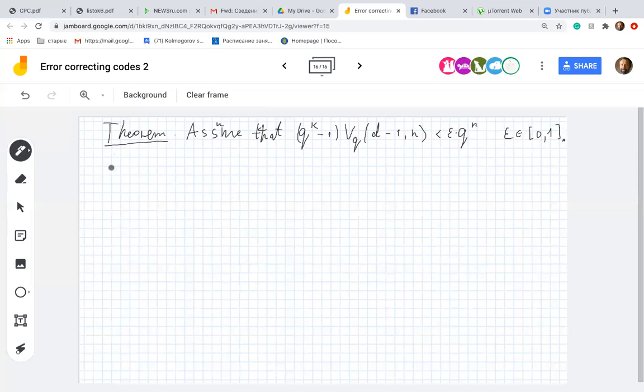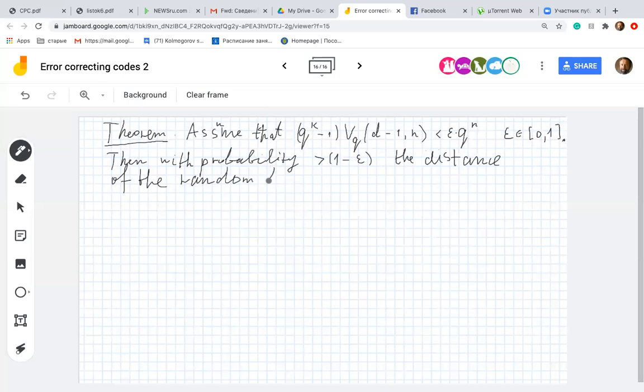Then with probability close to 1, namely larger than 1 minus epsilon, the random linear code has the parameters, the minimum distance of the random linear code is at least d.